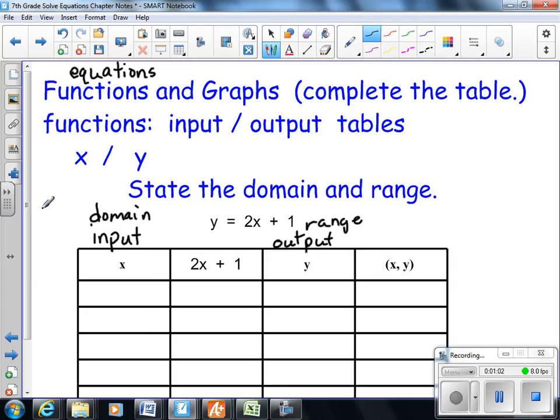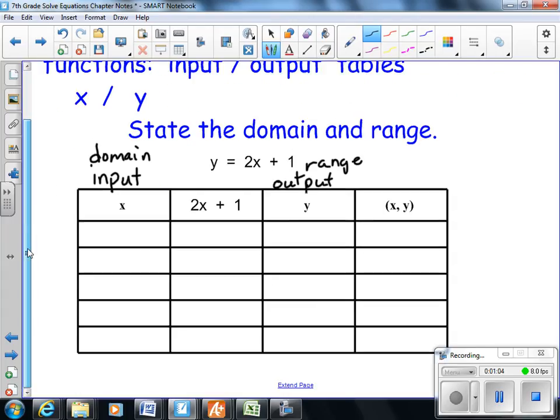Now I'm going to ask you to copy down this chart, or this table, and we're going to plug in some values for X. I'll give you a moment to get that copied down. When we get finished, we're going to state the domain and the range. The domain are your X values, and the range are your Y values. But we'll do that after we complete our table.